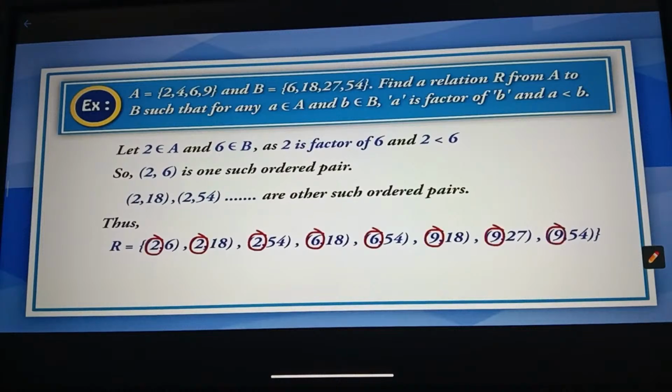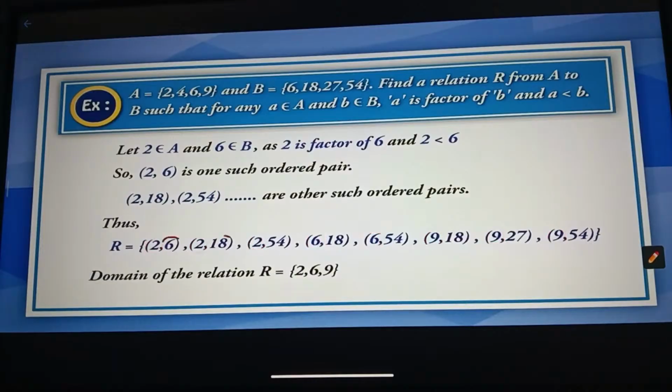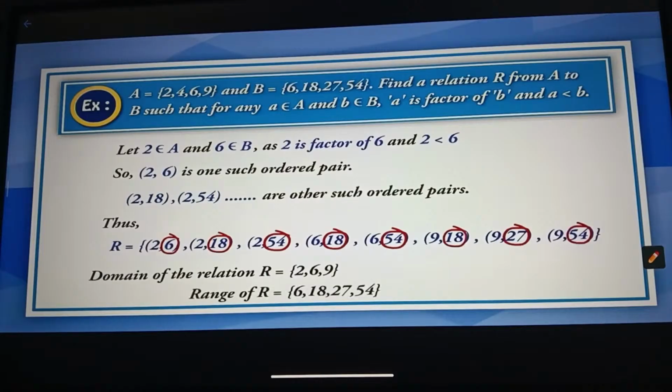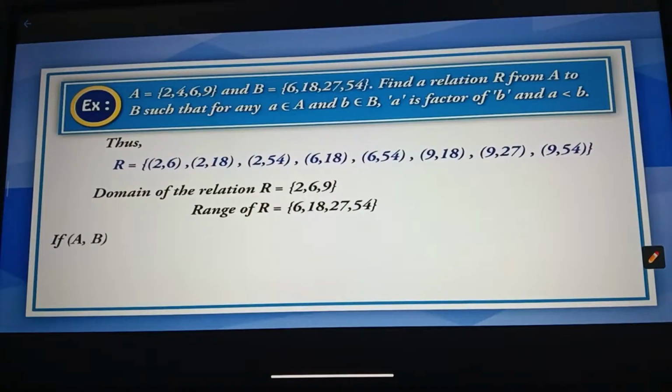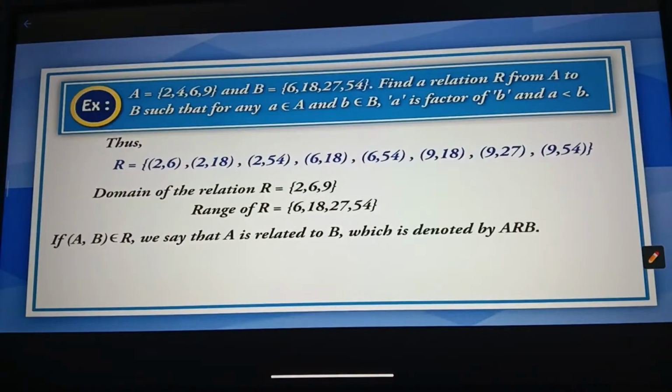The set of all the first elements of the ordered pairs in a relation R from a set A to a set B is called the domain of the relation R. And the set of all the second elements of the ordered pairs is called the range of R. If the ordered pair (a, b) belongs to set R, then we say that a is related to b, which is denoted by aRb.